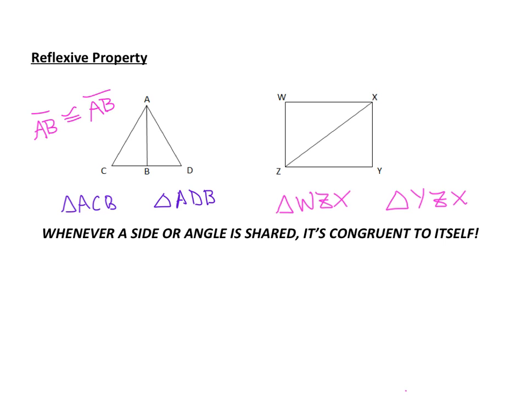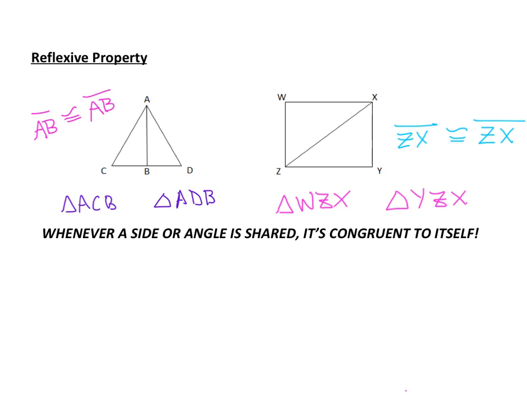So the reflexive property tells us that this shared side gives us some congruent parts or congruent sides. So side ZX is congruent to side ZX. This might seem kind of obvious, well, of course those would be congruent to each other.